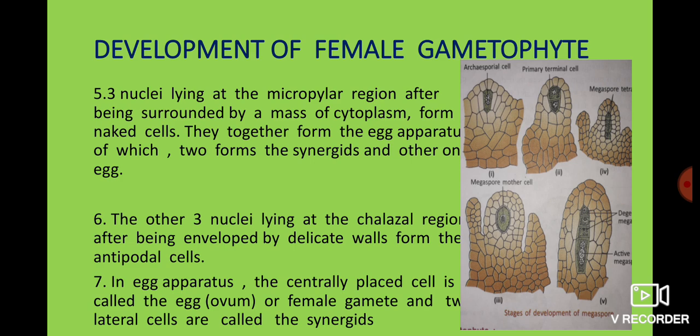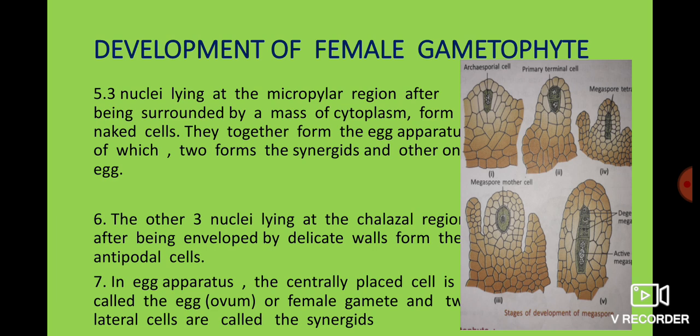The other 3 nuclei: 2 came and fused in the middle, 3 fused together to form the egg apparatus, and 3 more are left, which are present at the chalazal region. The other 3 nuclei lying at the chalazal region, after being enveloped, that means covered by delicate walls, form the antipodal cells. In the egg apparatus, the centrally placed cell is the ovum, which is the egg or female gamete, and the 2 lateral cells are called synergids.